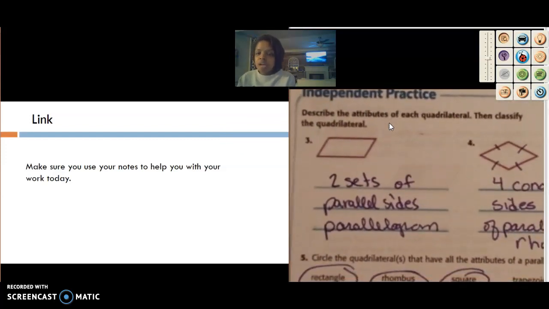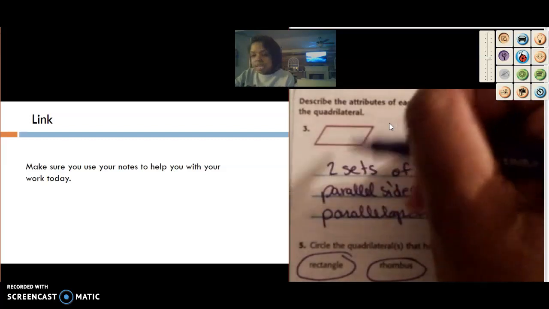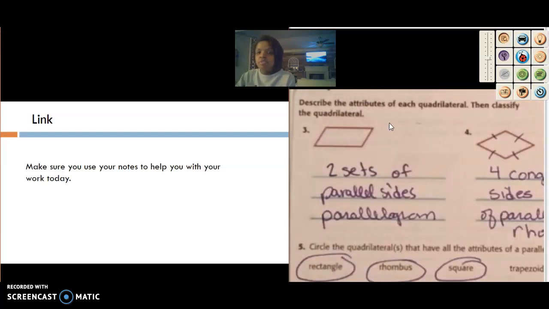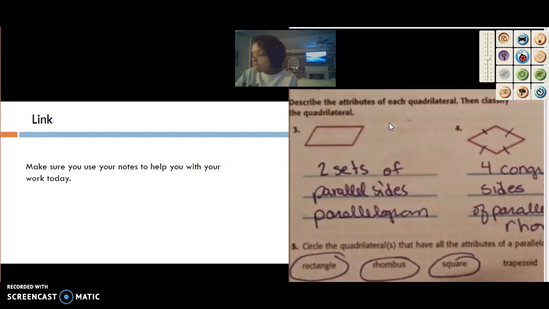describe the attributes of the quadrilaterals, then classify. So let's look at this first one. As you can see, it has 2 sets of parallel sides. It has 4 sides, 4 angles. So because of this, it is a parallelogram, okay?